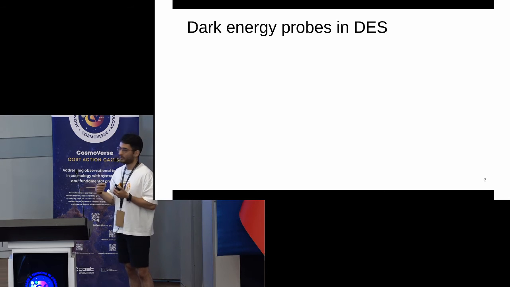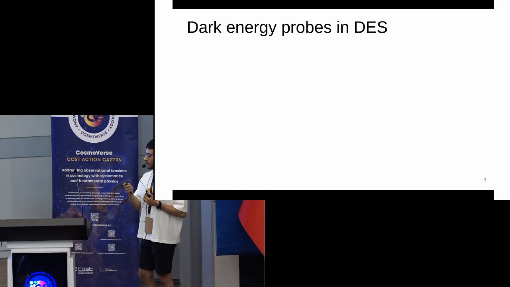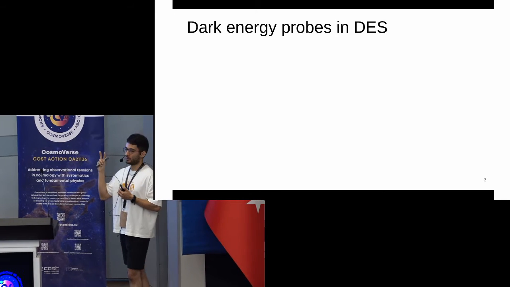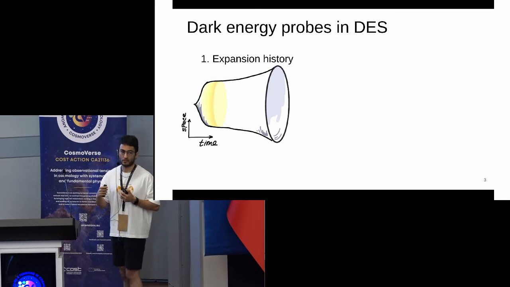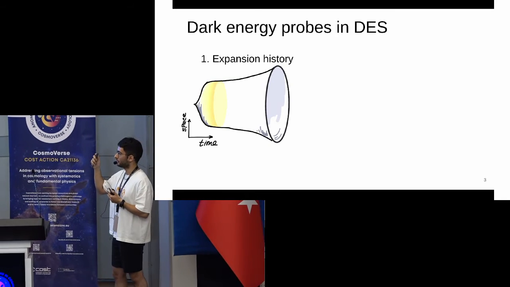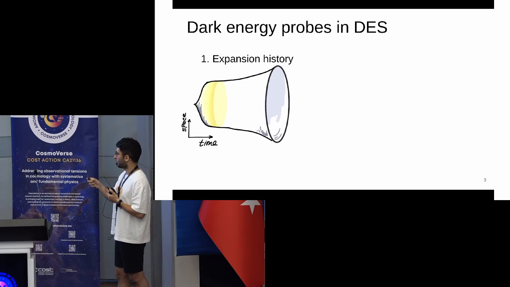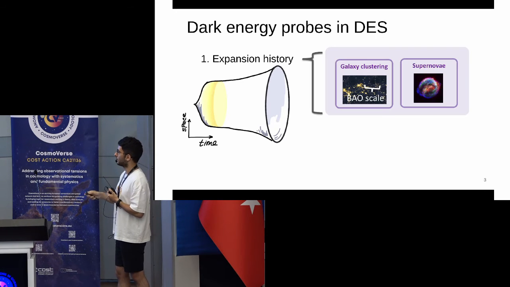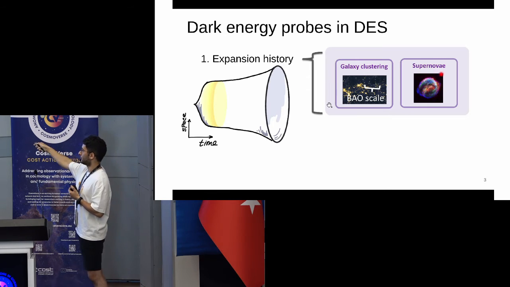So the main goal of DES is to try to unveil the nature of dark energy. And in order to do so, we have 2 different kinds of dark energy probes. First, we have the ones that help us study the expansion history of the universe, meaning the background evolution of the universe. And we have 2 different probes. We have the measurement of the Baryonic Acoustic Oscillation scale from the galaxy clustering signal and the type 1a supernovae.